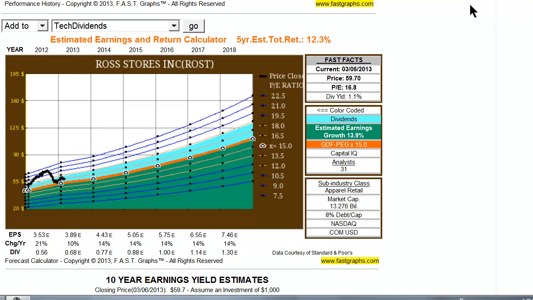Consequently, I rate Ross Stores a buy at current levels. Remember, these graphs that I'm showing in this video are prior to the 7% drop that occurred on Thursday, March 7th, 2013.